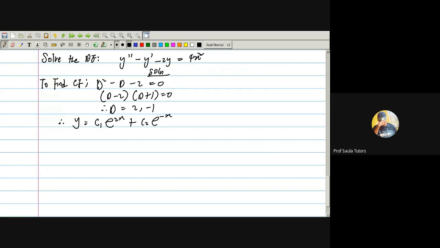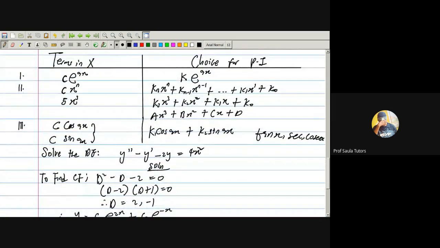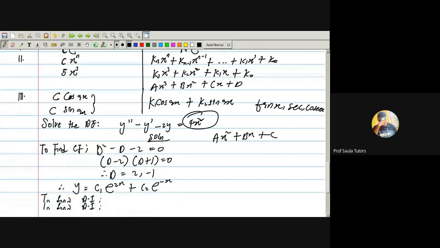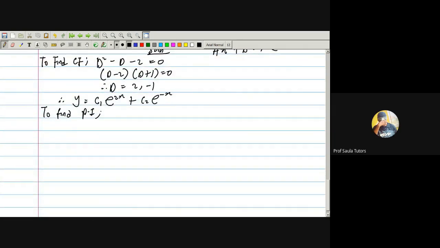Now, the next thing is to find the particular integral. This is where the game will change. To find the particular integral, remember, what we are using now is the method of undetermined coefficients. Now, check. What I'm having here is 4x squared. What will be my trial solution? It will be like ax squared plus bx plus c. The coefficient does not matter. Therefore, my trial solution is going to be y equal to ax squared plus bx plus c.